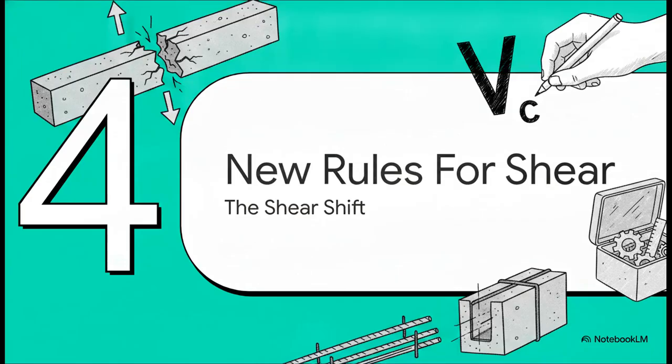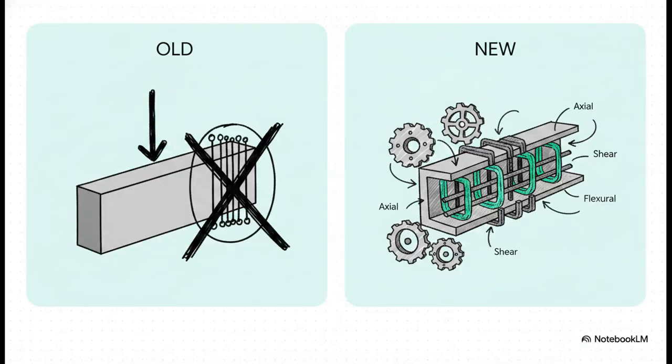Section 4. New rules for shear. The shear shift in ACI 318-19. Okay, let's dive into this because honestly, this is a massive shift from the previous code.